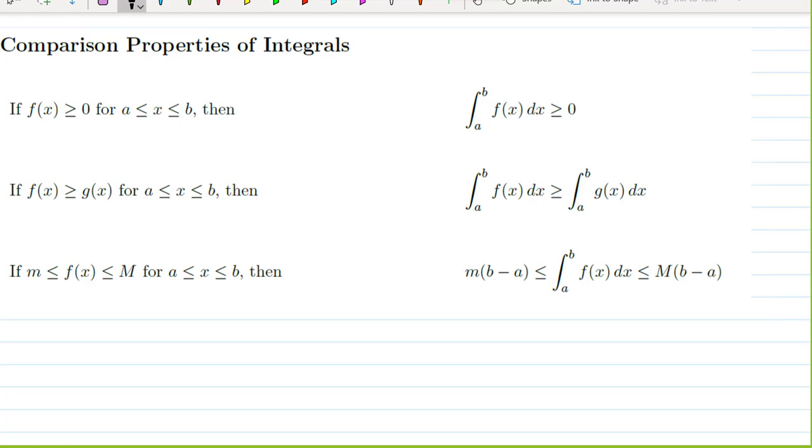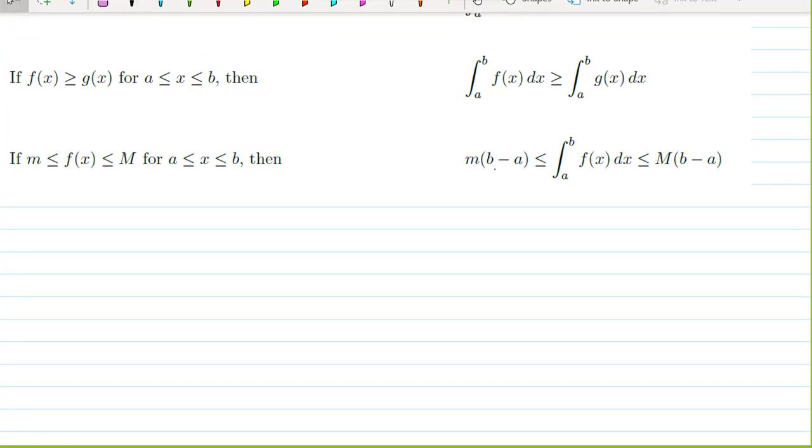Similarly, if we have the absolute min and the absolute max of a function on the closed interval AB, then the value of the integral has to be in between the minimum times the length of the interval and less than the maximum times the length of the interval. This one really makes sense in terms of a picture.